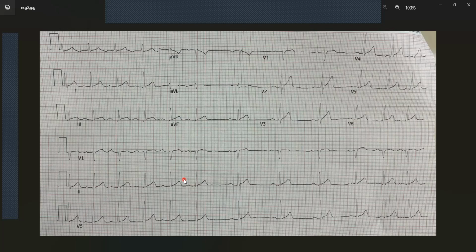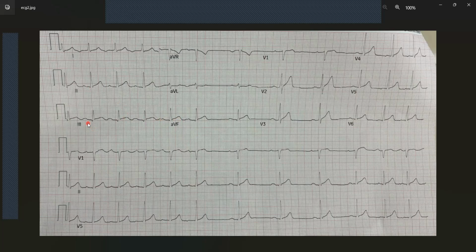So whenever you have a patient with chest pain, there's no harm in doing an ECG. If we go through each and every zone, if we look at the inferior zone, leads 2, 3, and AVF, what we see is that we do see an ST elevation. All right, so we're just going to keep that in mind.